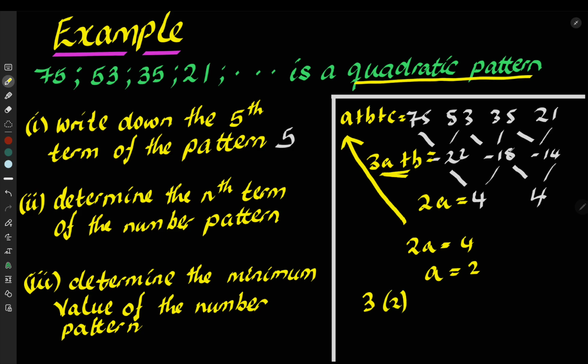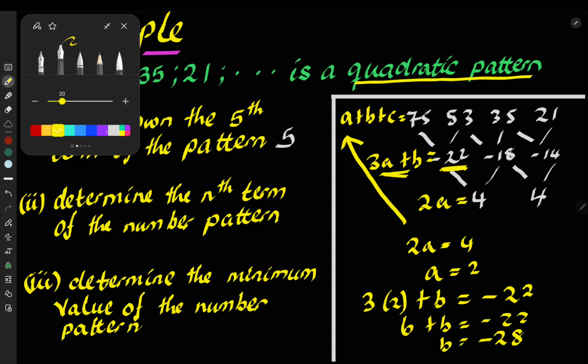It's 3 times 2, then plus B should give us negative 22. You can see that will be 6 plus B is equal to negative 22, and B will be equal to negative 22 minus 6, and that will be negative 28. Now we have got our A and B.